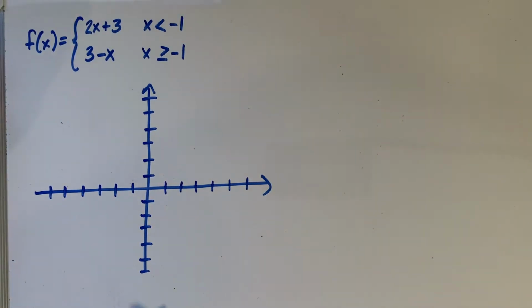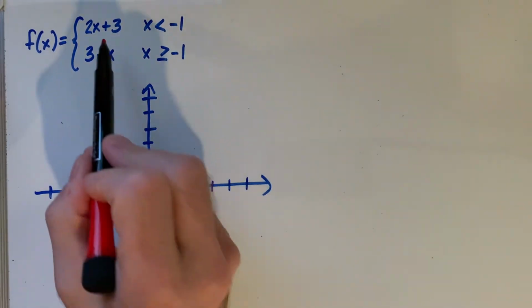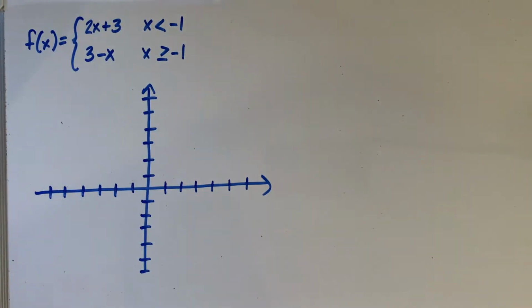So we're going to graph this piecewise function here. This piecewise function is made up of two linear expressions. We've got 2x plus 3 and 3 minus x. Because they're straight lines, we don't really need to worry about finding anything more than 2 points, and we can connect those 2 points and determine our line.